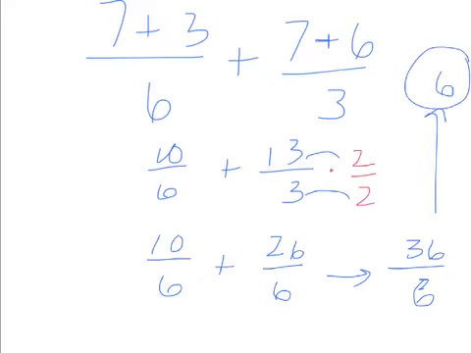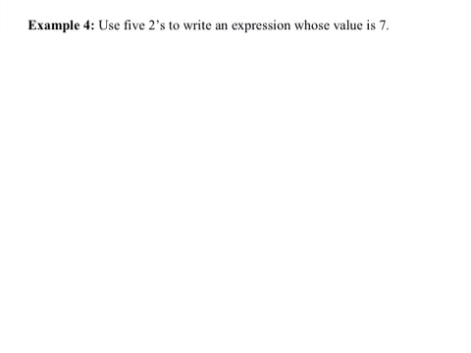So a problem like this, we have a few steps to go through, but again, make it easier on yourself. Find the common denominator instead of using mixed fractions. Let's take a look at this last example. Use 5 2's to write an expression whose value is 7. So some of them might jump out right away, and there's many answers. I'll go through a few of them.